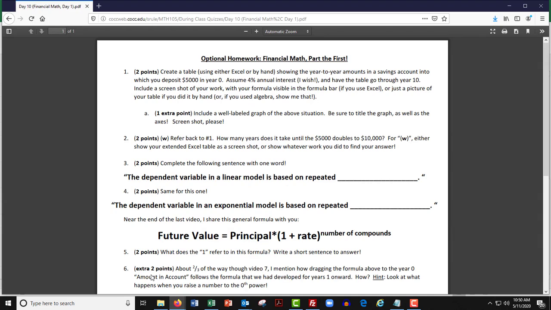All right. Complete the following sentence with one word. The dependent variable in a linear model is based on repeated additions. Additions. That's the point. You add the same thing each time, and that gets you your next value. Number 4, the dependent variable in an exponential model is based on repeated multiplications. Multiplications. That's the big difference between a linear model and an exponential model.